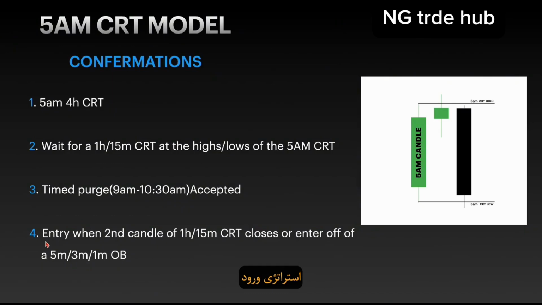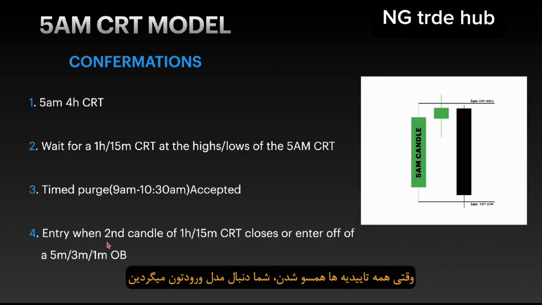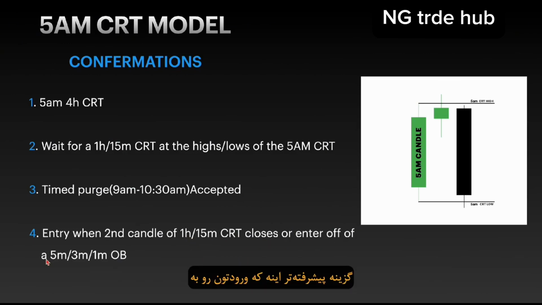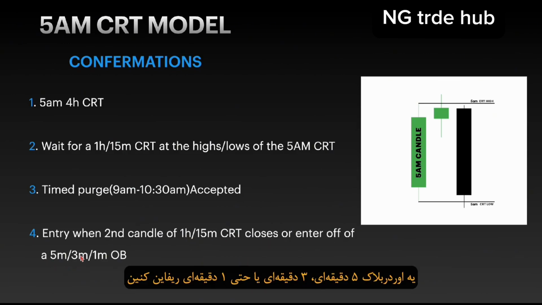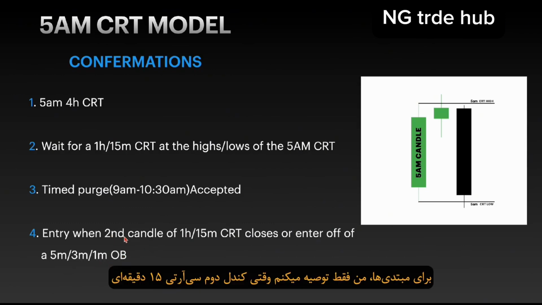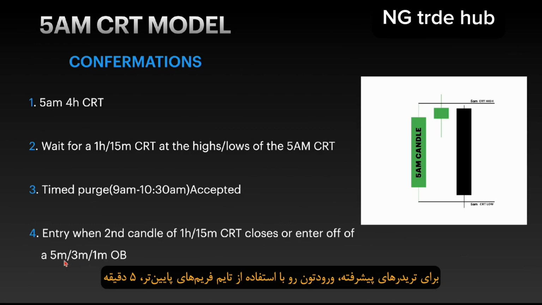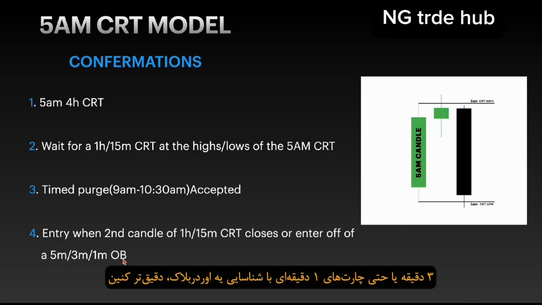Number 4, entry strategy. Once all confirmations align, you'll look for your entry model. There are several methods of entry, but I will be revealing only 2. The first is to enter after the second candle of the 15-minute or 1-hour CRT closes. The more advanced option is to refine your entry down to a 5-minute, 3-minute, or even 1-minute order block. For beginners, I only recommend entering when the second candle of the 15-minute or 1-hour CRT closes. For advanced traders, refine your entry using lower time frames, 5-minute, 3-minute, or even 1-minute charts, by identifying an order block.